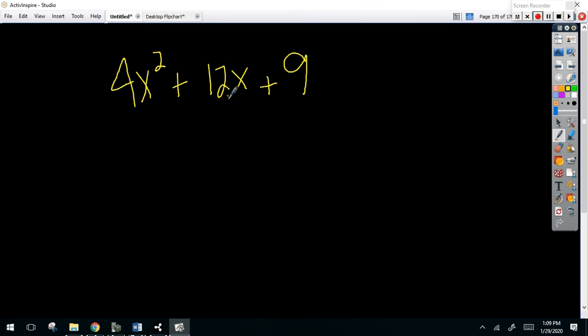Perfect square trinomial, yes or no? Yes. Okay. How does it factor? Parentheses, what goes first? What? 2x? What sign? What goes last?